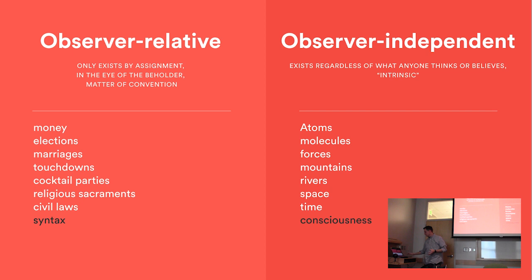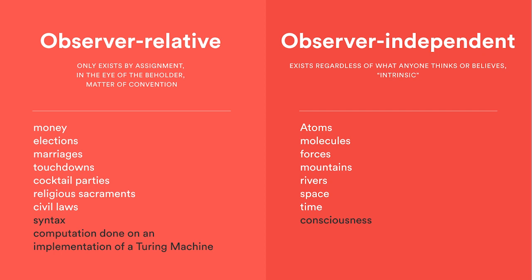So, we said earlier that syntax is observer relative, okay? So if computation is defined syntactically, well, computation is only the function that we are assigning to this machine that we're calling a computer. Okay? Computation done on an implementation of a discerning machine is observer relative. It's only relative to our interest in the way that we interpret what's going on. Computation, on the other hand, could be defined observer independently. We could say that I can perform an intrinsic computation right now. Let's say 1 plus 1 equals 2. So I just performed that computation, and that was done by me.